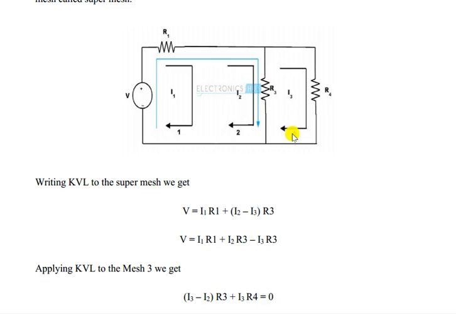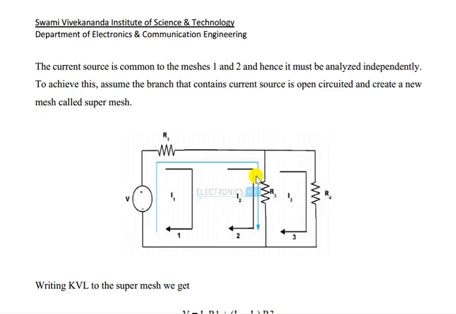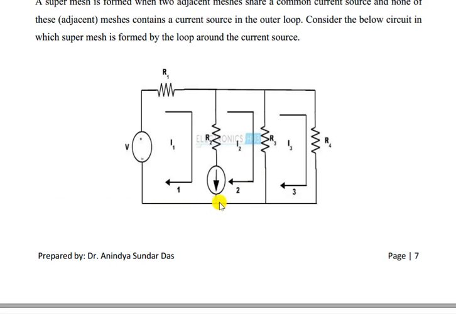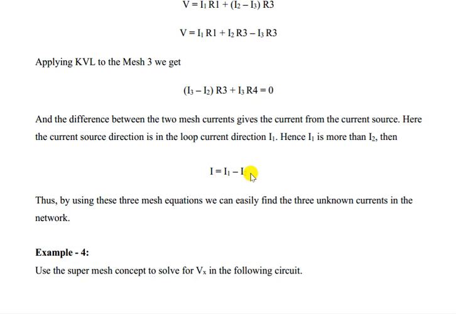Now you can write for mesh 3 also, that is minus R3 into (I3 minus I2) and I3 into R4. Both are minus, so equal to 0, so you can make it positive. Now we have to write KCL at this node, to get the value of this current source. Say this is I, so I will be equal to what? I1 is going downward, I2 going upward. So I will be equal to I1 minus I2.